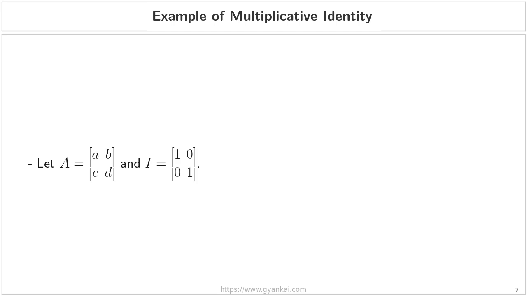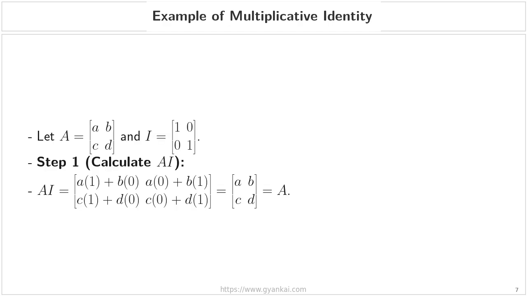First, let us define our matrices. We will use a general 2x2 matrix, which we will call matrix A, containing the elements a, b, c, and d. Alongside this, we have the 2x2 identity matrix, denoted as I, which consists of ones on the main diagonal and zeros in the remaining positions. Let us proceed to step 1, where we calculate the product of matrix A multiplied by matrix I. When we perform the multiplication, we multiply the rows of A by the columns of I.